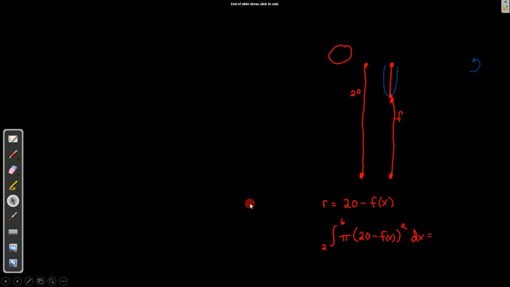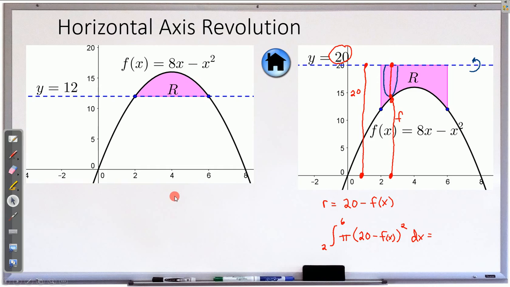Alright, so most of these you're not going to do by hand because the integral will be fairly complicated. So you want to make sure you have an idea of how to type the integral into the calculator. And again, remember the radius is very often big minus small.